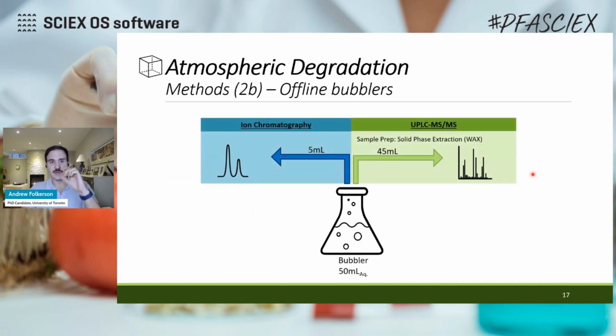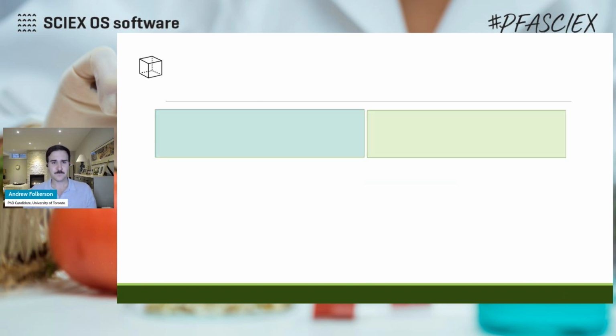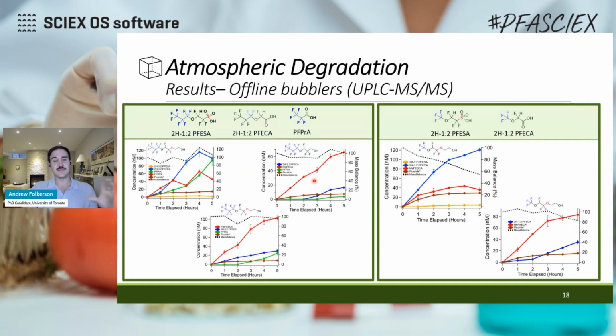So we took these bubblers and analyzed them in two different ways. The first way was with an LC-MS, getting some targeted quantification, some nice numbers. Additionally, we ran some ion chromatography to get fluoride measurements, to see if we're producing any fluoride, if these are fully mineralizing. So here are some harder, more established numbers to complement the qualitative data that we talked about earlier.